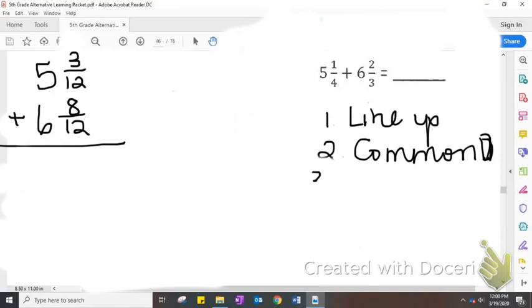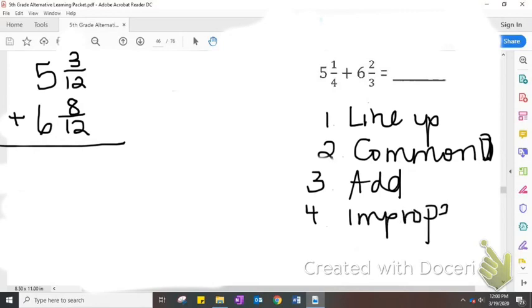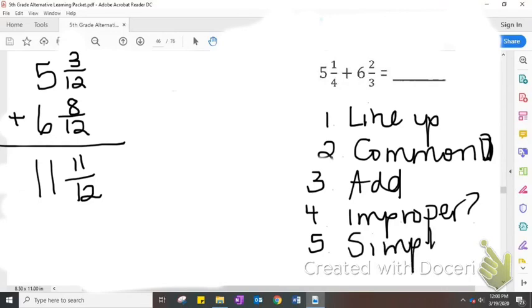The next step is to add. And then at the bottom, I'm going to check for an improper fraction. 3 plus 8 is 11, so we've got 11/12. Don't forget the whole numbers, 11 and 11/12. It's actually a proper fraction. The last step is simplify. I don't need to because 11 and 12 don't share common factors besides 1. So my answer is 11 and 11/12.